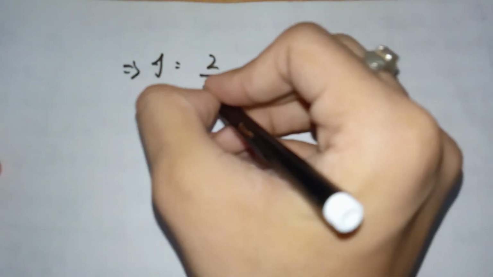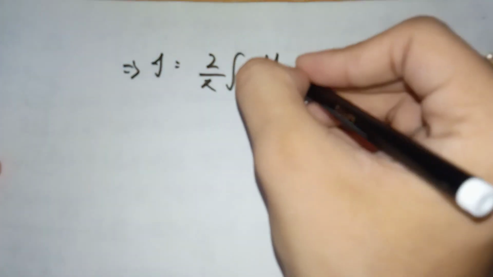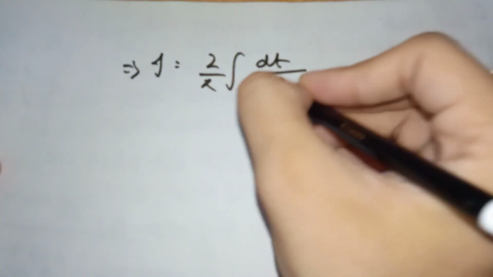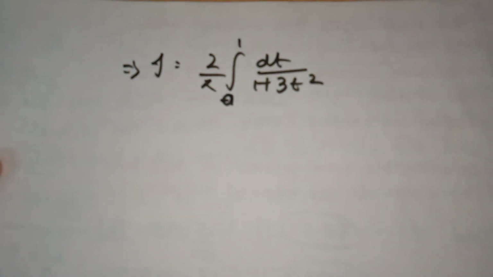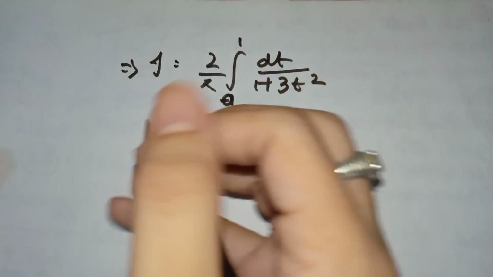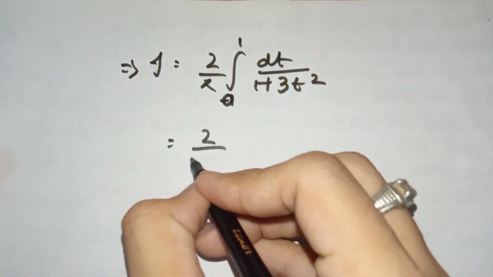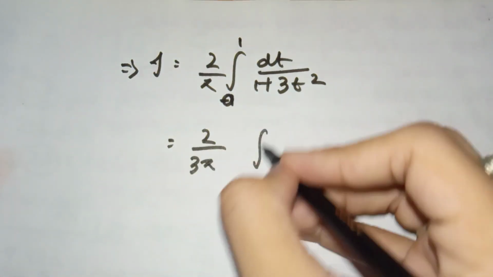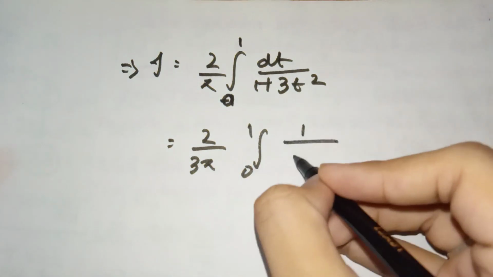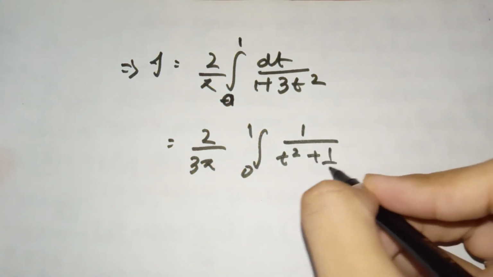We just saw this formula. So our I was 2 by pi, integral dt by 1 plus 3t square. The limits are 0 to 1, right? Yes. So now we take 3 common. 2 by 3 pi, the limits are 0 to 1, dt by t square plus 1 by 3.